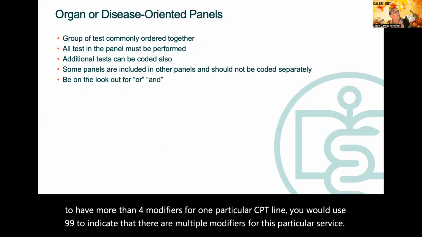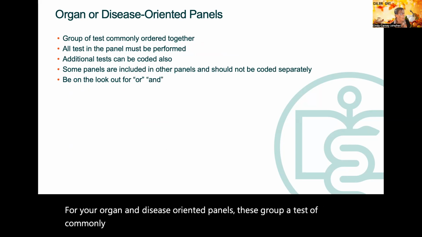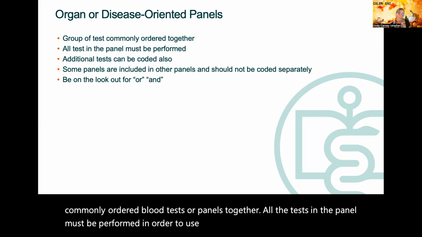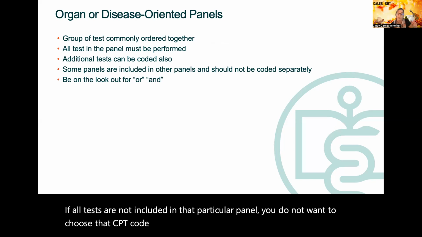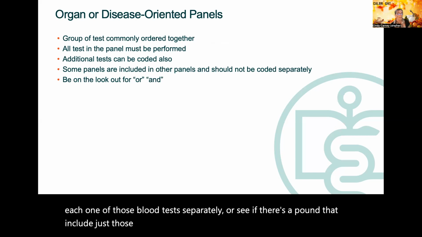Organ and disease-oriented panels group tests of commonly ordered blood tests or panels together. All tests in the panel must be performed in order to use that particular CPT code. If all tests are not included in that particular panel, you do not want to change that CPT code. You're either going to code each one of those blood tests separately or see if there's a panel that includes just those specific tests.